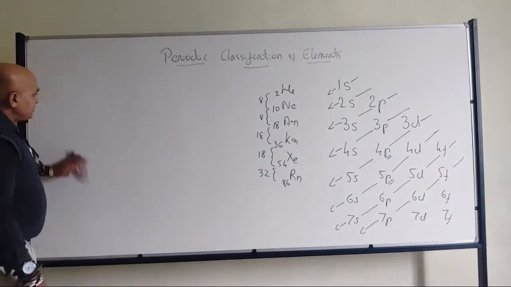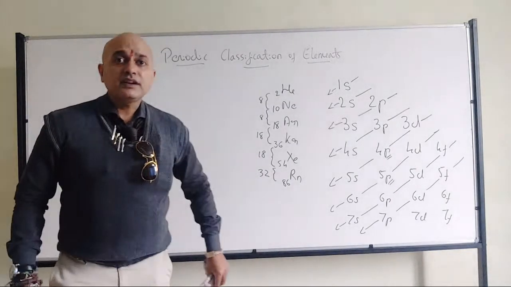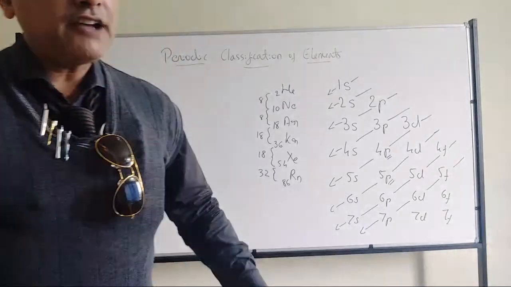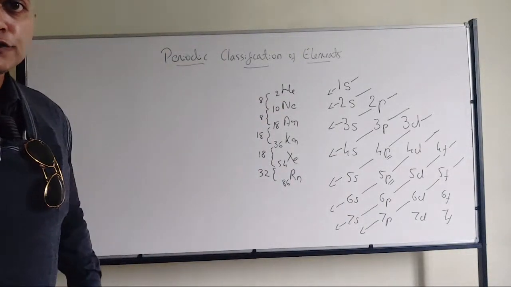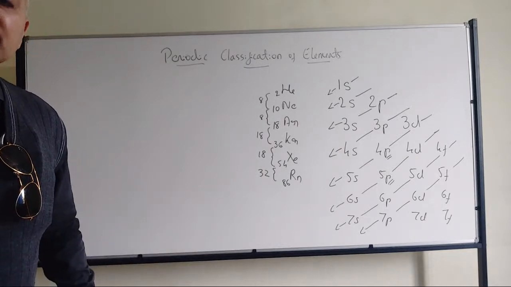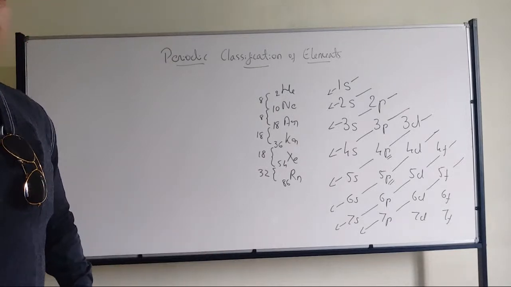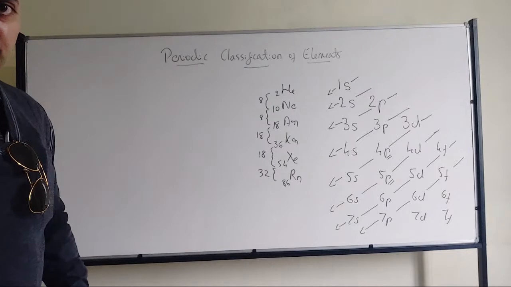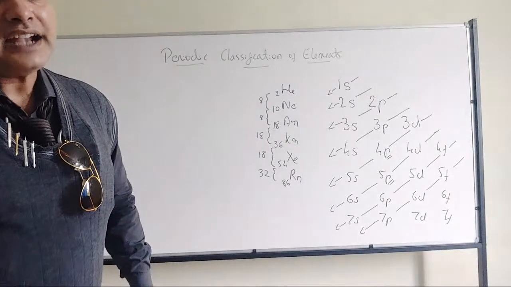They are present only in the 6th and 7th periods. The 6th period F block elements are considered as 4F series, n minus 2, and the 7th period elements are called 5F because n minus 2, 7 minus 2 is 5. So that's where we have the Lanthanide series and the Actinide series.